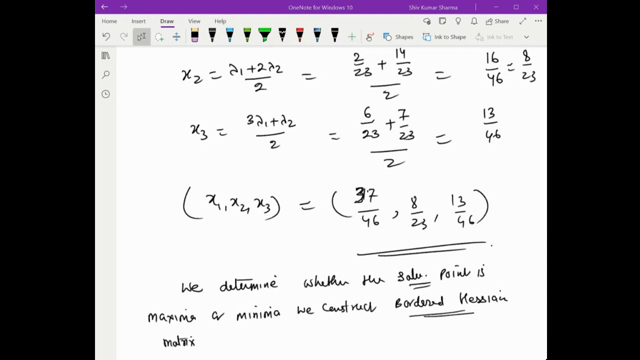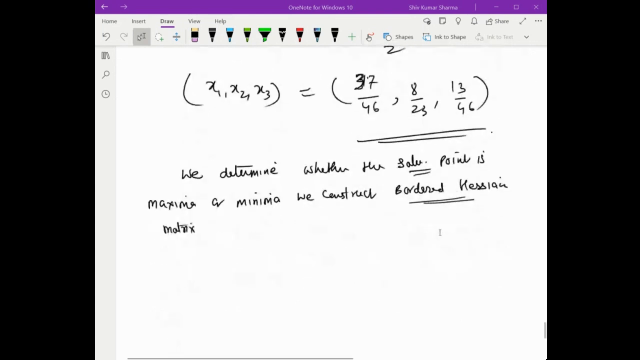Any bordered Hessian matrix is given in the order of m plus n by m plus n. So what is the order of the null matrix? What is the order of P? What is the order of Q? And P transpose. You have to remember all these things.